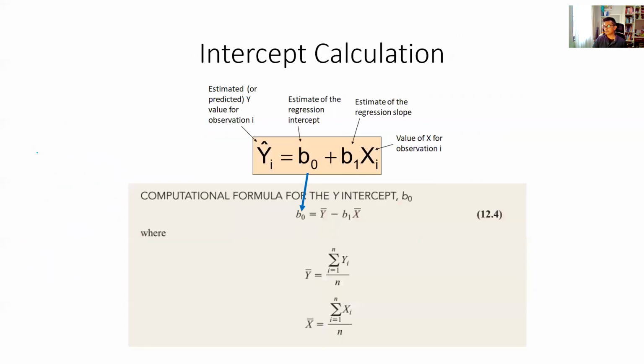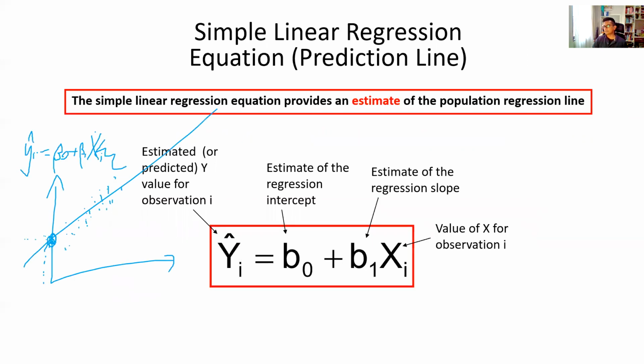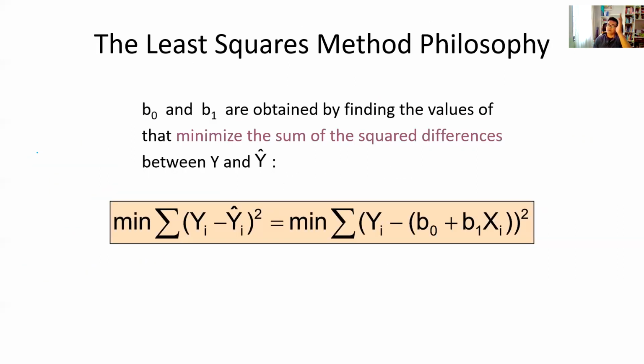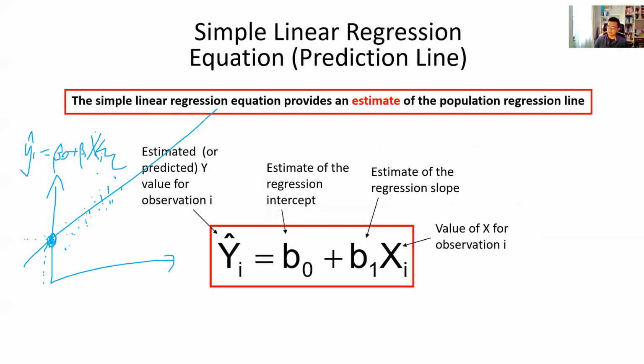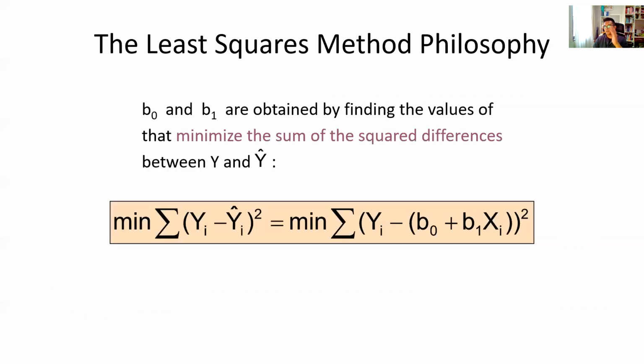Once again, the idea is to find a linear function, that is, the values of B null and B1, which will lead us to the minimum prediction error, that is, which will minimize the sum of the squared differences between the actual value and the predicted value from the regression function. I think that's it for now for the fundamentals.